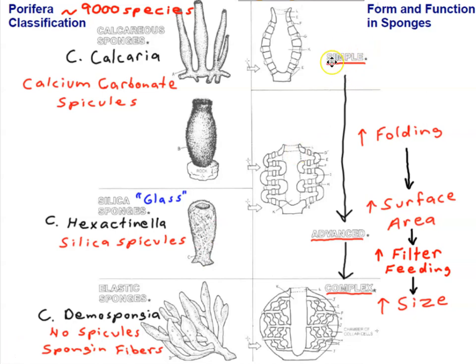So the idea is that sponges started out simple, and through evolution over time became more and more complex. And the selective pressure for that is to grow larger in size and be able to filter more food.